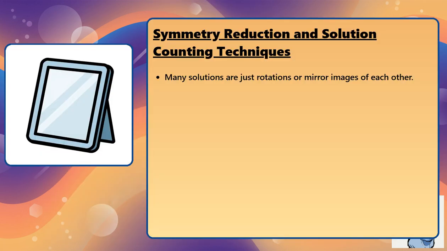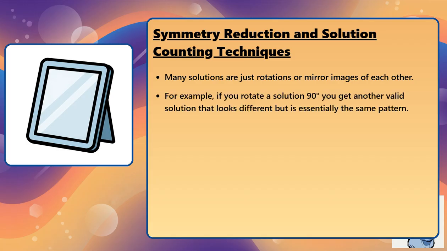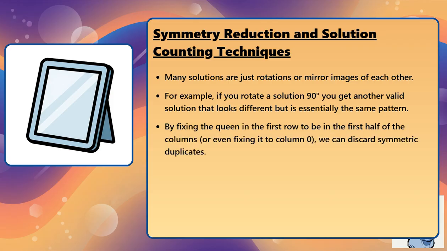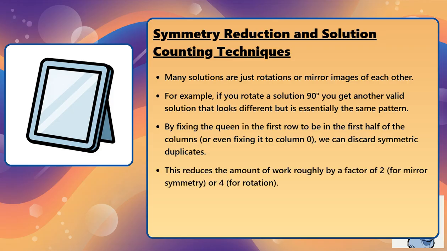Many solutions are just rotations or mirror images of each other. For example, if you rotate a solution 90 degrees, you get another valid solution that looks different, but is essentially the same pattern. By fixing the queen in the first row to be in the first half of the columns, or even fixing it to column 0, we can discard symmetric duplicates. This reduces the amount of work roughly by a factor of 2 for mirror symmetry or 4 for rotation.